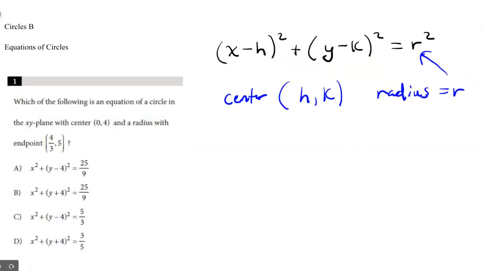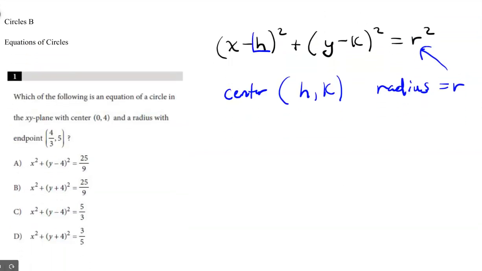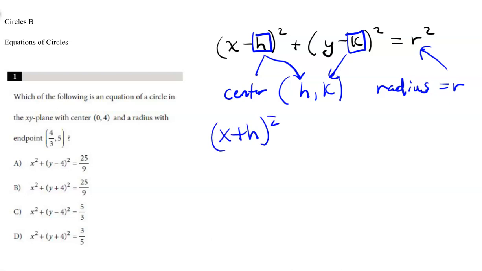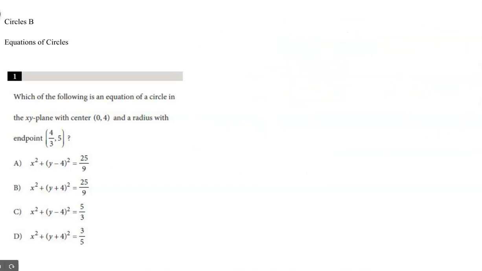And then whatever follows the minus sign is going to be your center. All right? And you have to be careful though, because if you see (x + h)², it's going to be the opposite. It's going to be a negative number in your parentheses. So just something you want to keep track of there. All right? So with that being said, let's get into it.